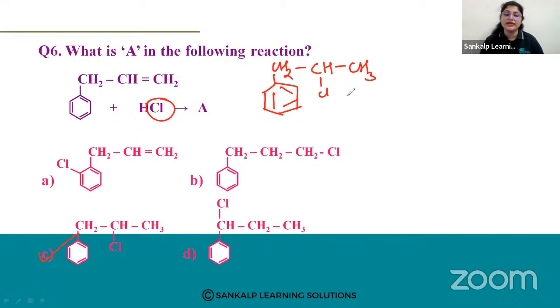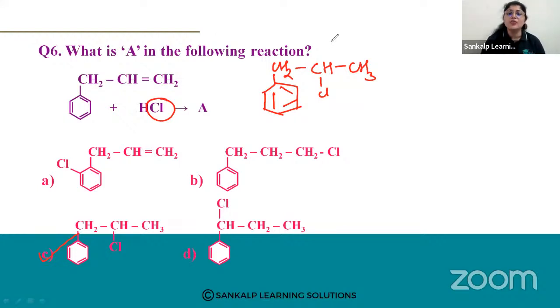So Markovnikov rule states what? Whenever you have an unsymmetrical alkene, the negative part of the alkyl halide will be added to the carbon which is having the least number of hydrogen atoms. This is Markovnikov rule. So option C is the right answer.